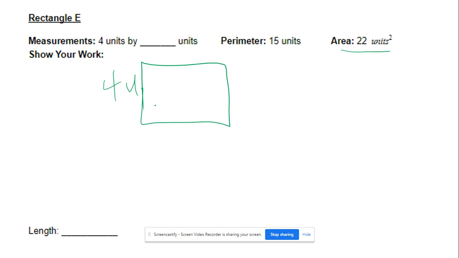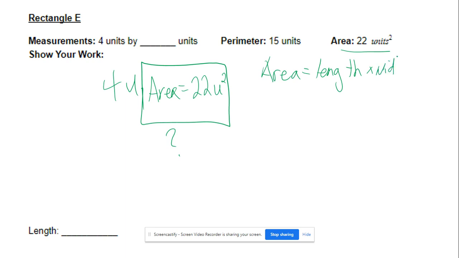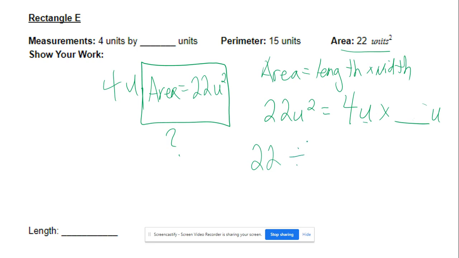We have 4 units. We don't know the width of our rectangle, but we know the area equals 22 units squared. So remember, area equals length times width. So if the area is 22 units squared, our length is 4 units, we need to find that missing width. Remember yesterday, when trying to find the missing length, you could also divide. So we could do 22 divided by 4, and our answer will be that missing width.